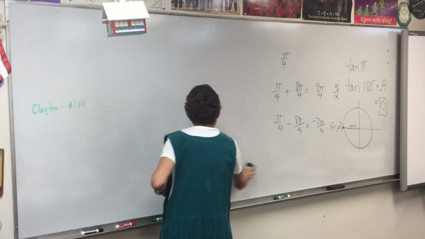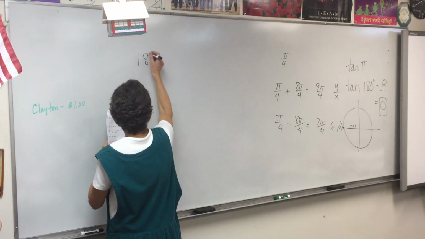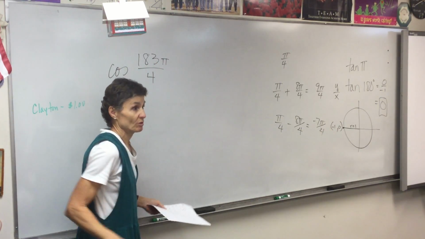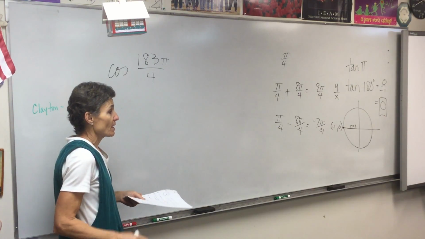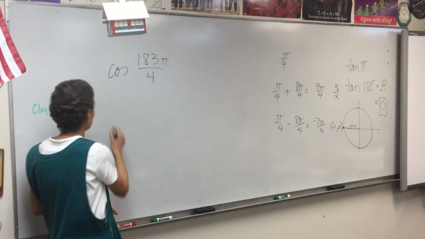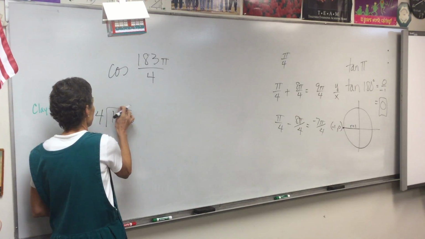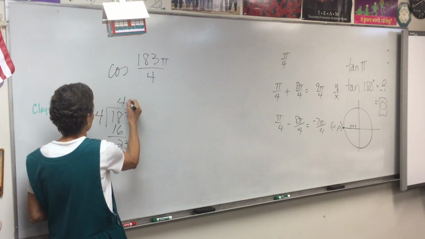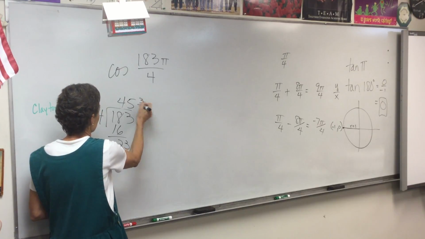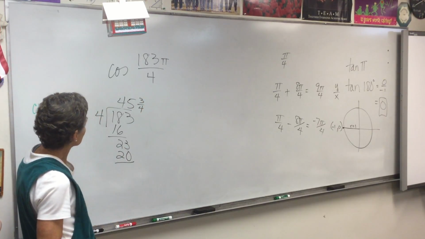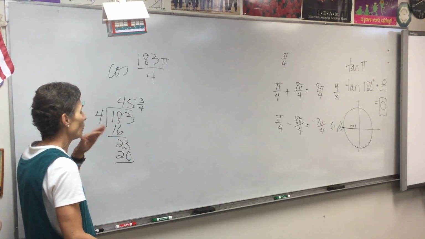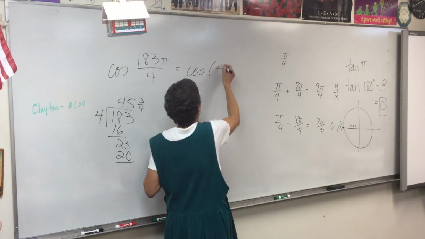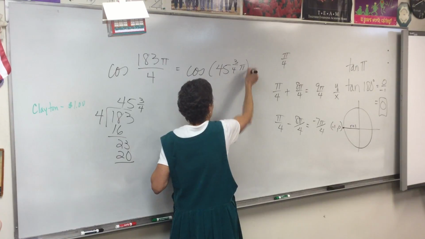Normally, I avoid mixed numbers like the plague. By mixed numbers, I mean things like 5 and 2/3. Normally, we avoid those. But what I'd like you to do is change 183 fourths into a mixed number, because I want you to notice something. So let's see, if I do my division, is it 45 and 3/4? Yeah. Alright, so what I'm really asking in this problem is find the cosine of 45 and 3/4 pi.